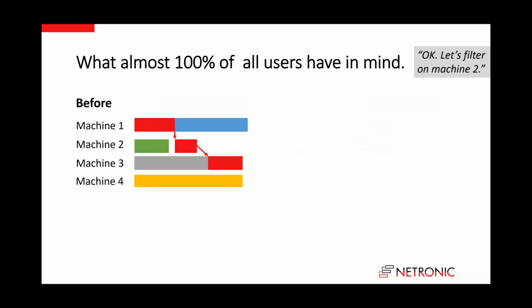And here is what almost 100% of users have in mind when they say, I want to filter on machine 2. This is how it was before, and then they say, okay, let's filter on machine 2. They have a picture in mind that looks like this. I just want to see machine 2, right? I want to see the green one and the red one, and I don't care for all the rest here.